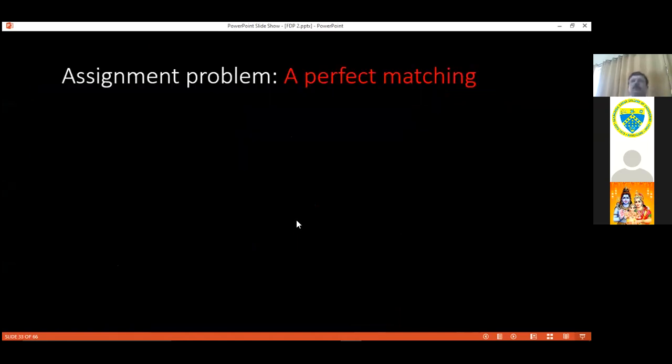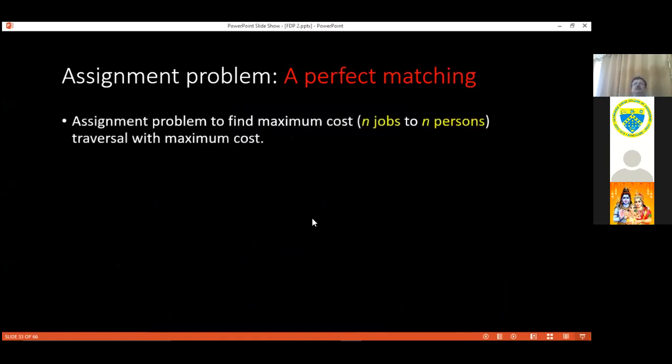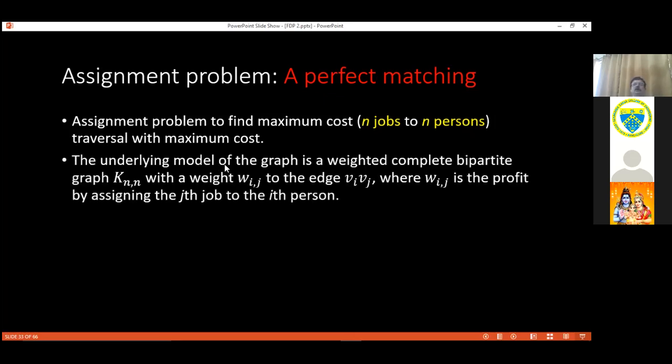Now let us not go into any further proof, and go to some real-life problems: the assignment problem and the marriage problem. The assignment problem is a problem of assigning n jobs to n persons, a traversal with maximum cost. The underlying model of the graph is a weighted complete bipartite graph. This is not the job assignment problem, where we look at minimum cost. This is the dual of that.